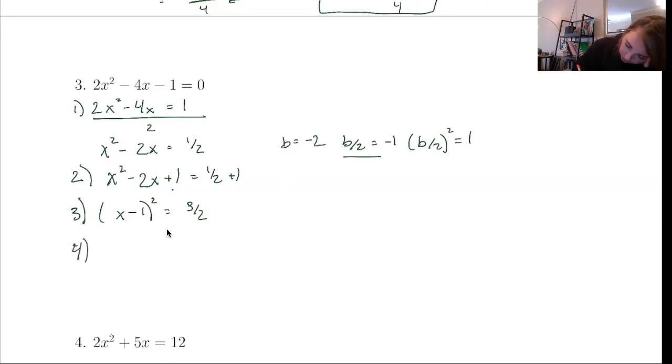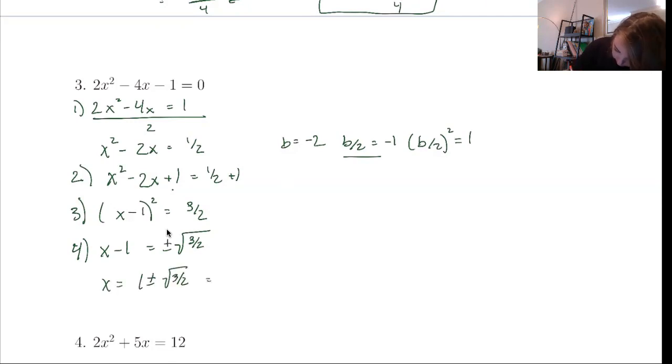So this would be x minus 1 equals plus or minus the square root of 3/2. So x would equal 1 plus or minus the square root of 3 halves.